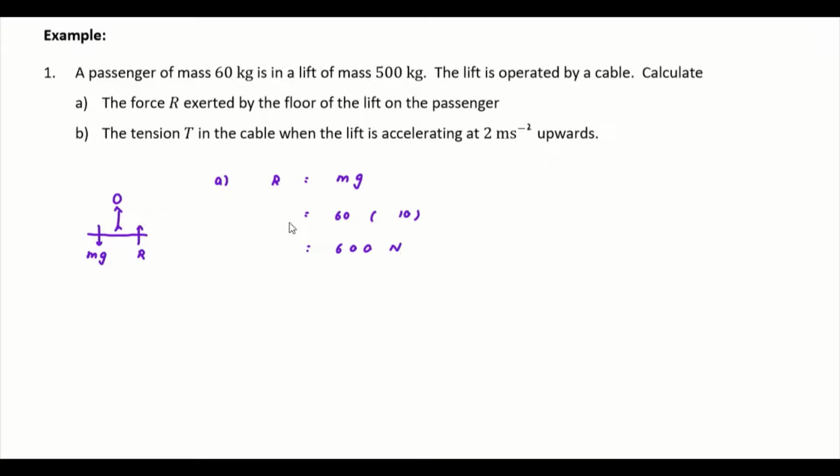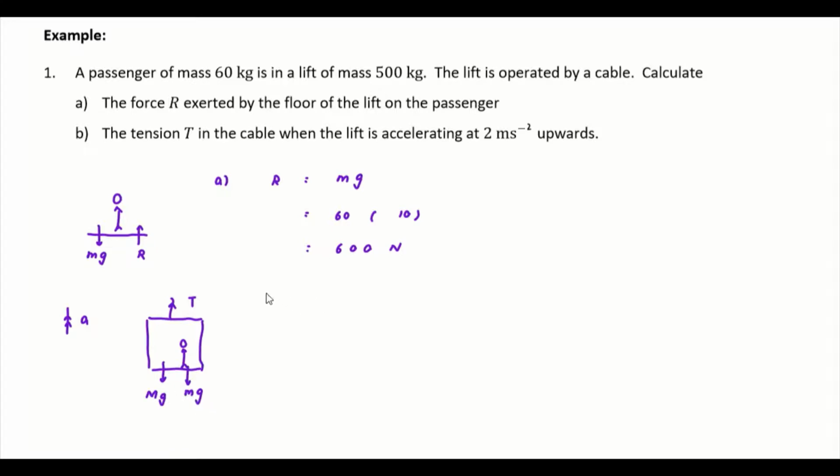Now for B, the tension T in the cable when the lift is accelerating at 2 meters per second squared upwards. Moving up is the positive direction. Now we talk about the tension in the cable, so we can look at it as a combined system. We don't need to solve simultaneous equations since we do not need the normal reaction as well. So we have the tension moving upwards, then the weight contributed by the lift, and the weight contributed by the person.